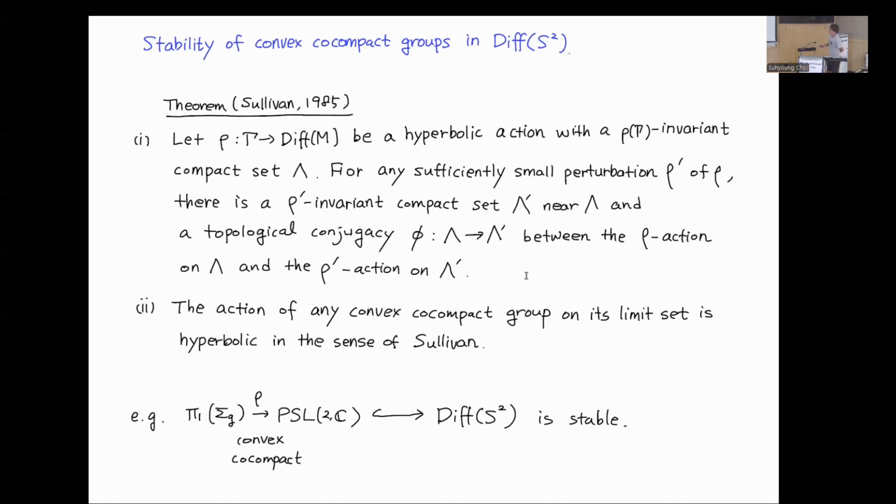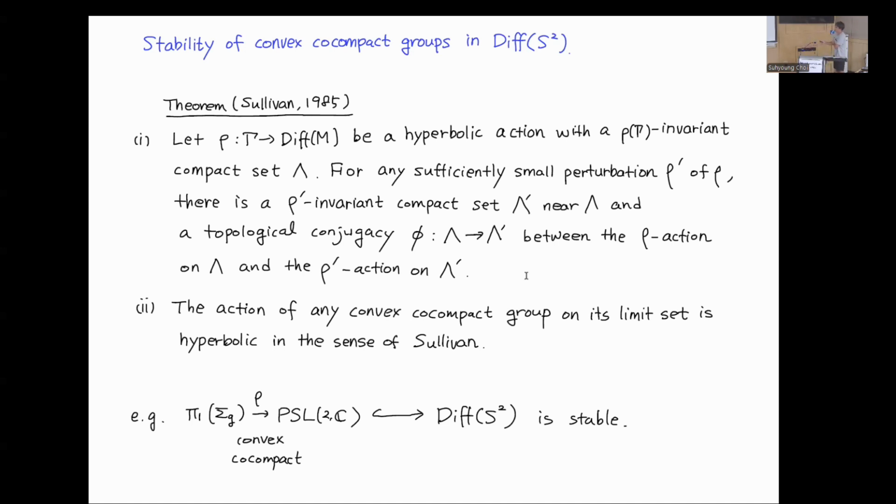And also, he proved that any convex co-compact group action on its limit set is a hyperbolic action in the sense of Sullivan. So that means that the convex co-compact group action on its limit set satisfies the expanding action and the M-parallel traveling property.